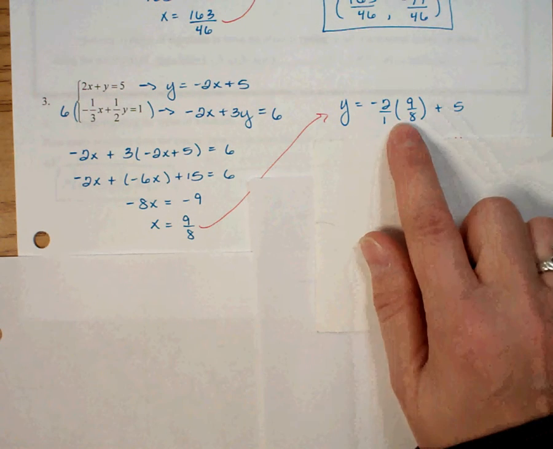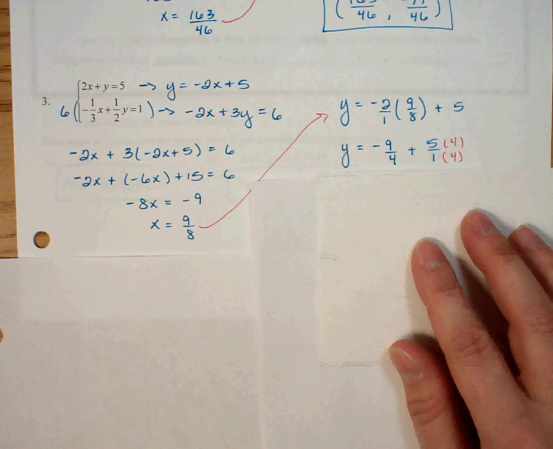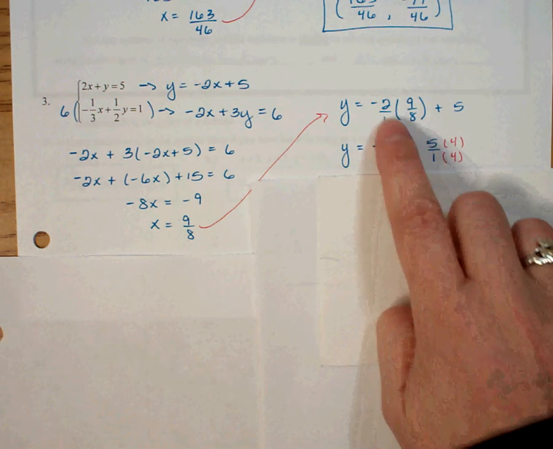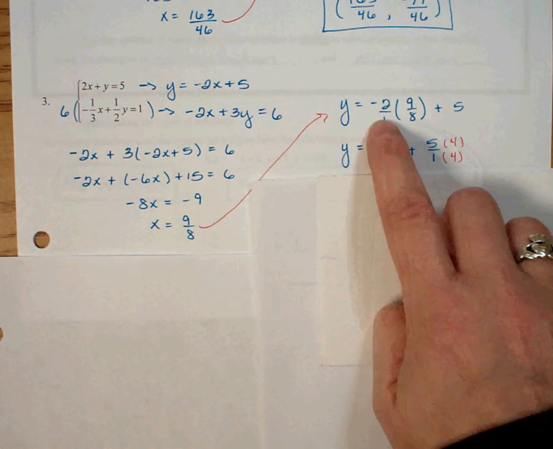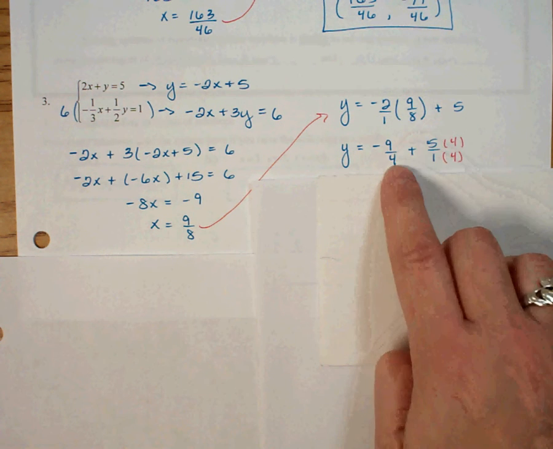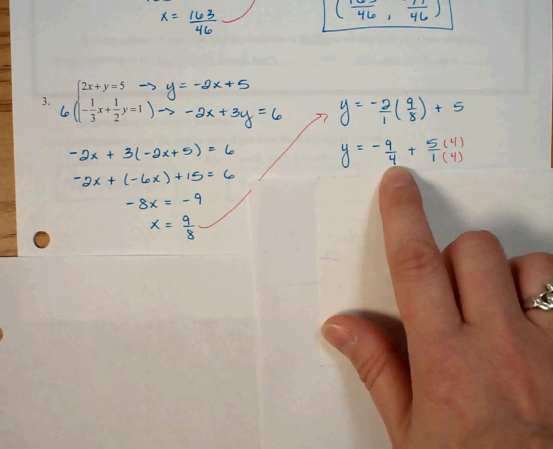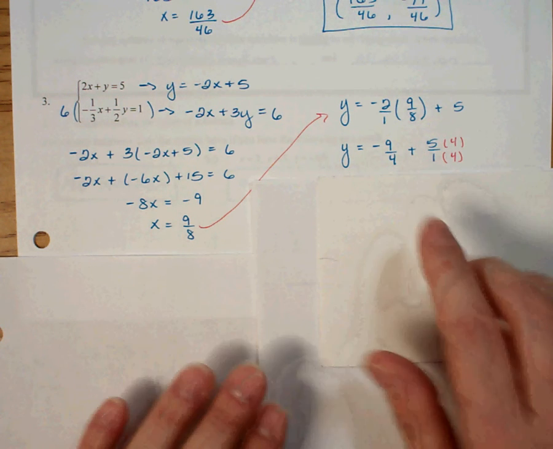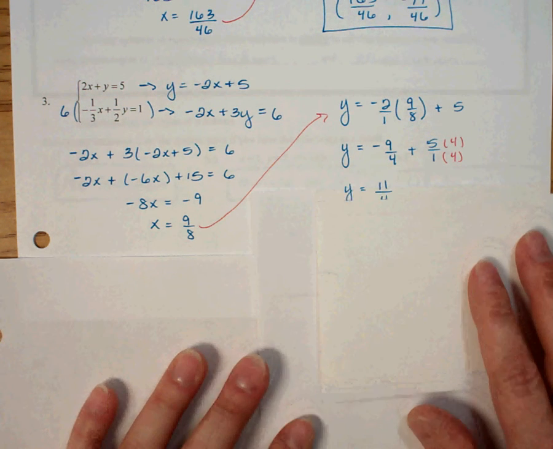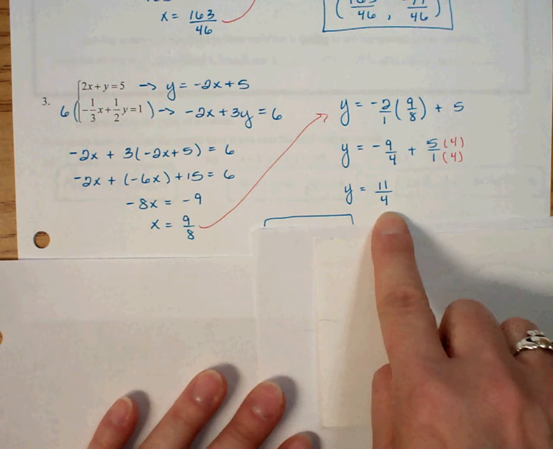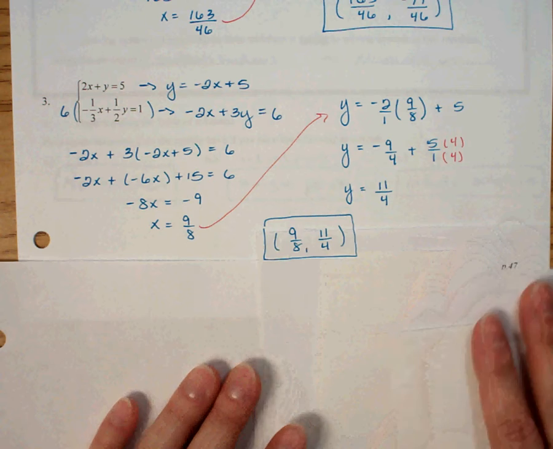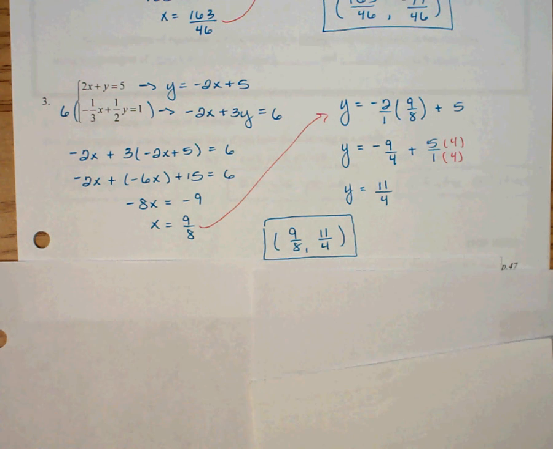I substitute in again. I find my common denominators. In this case, when my -2 times my 9/8 multiplied, it reduced to a -9/4, which would make my common denominator something a little bit smaller. Adding my fractions after my common denominators, I get 11/4, and my final answer written as an ordered pair.